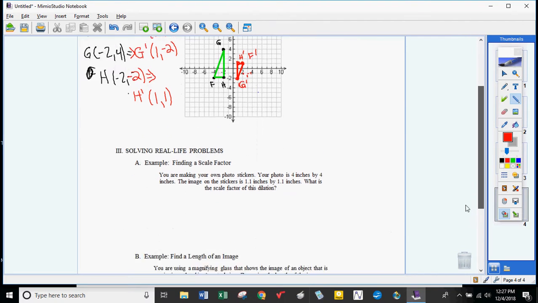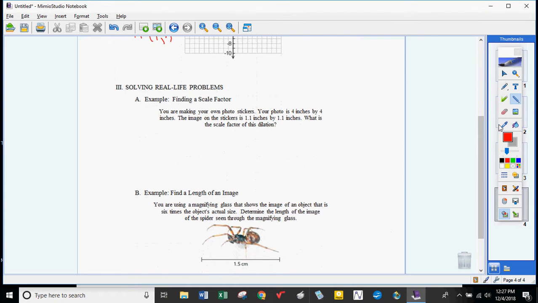Now, moving on to the other questions. Real life problems. You're making your own photo stickers. Your photo is 4 inches by 4 inches. So the original one was 4 inches by 4 inches. The image of the sticker is 1.1 inches by 1.1 inches. What is the scale factor?